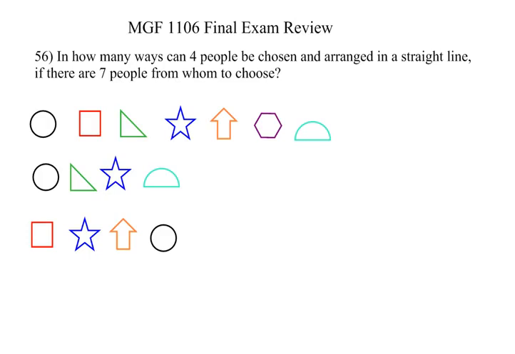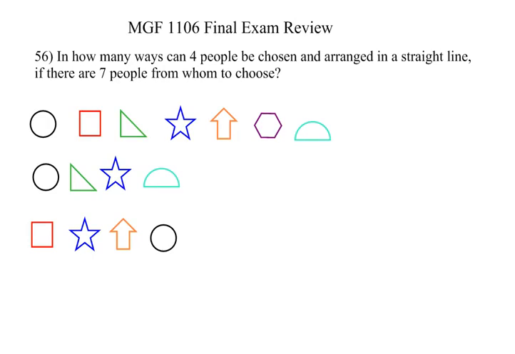One of the things we're going to have to determine is if this is a combination or a permutation idea. In other words, is the order I choose these 4 people going to make a difference? Does the order matter?